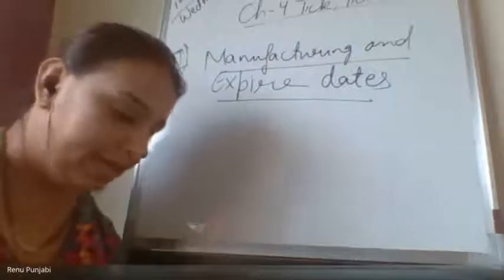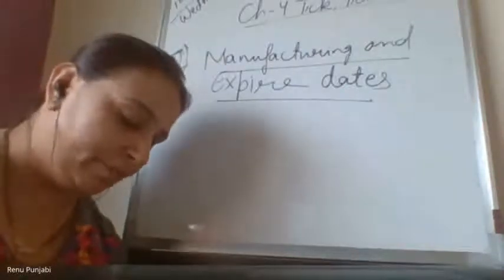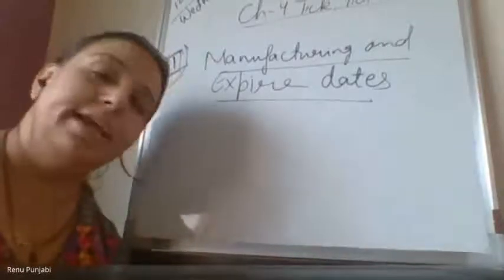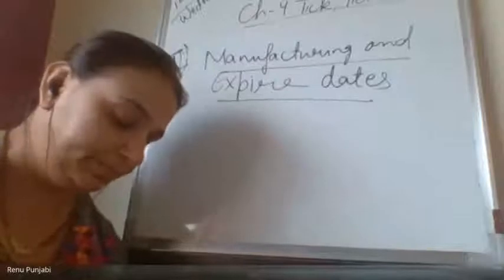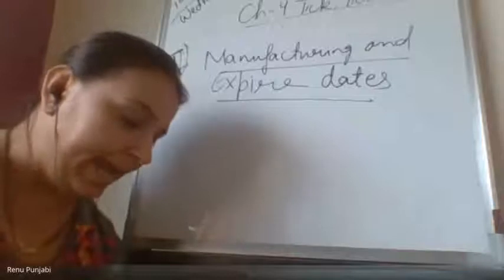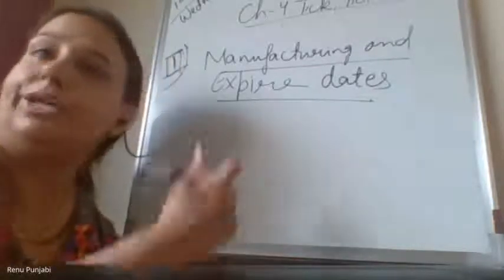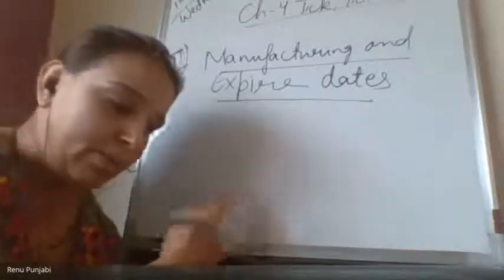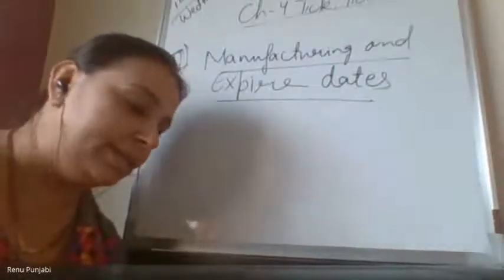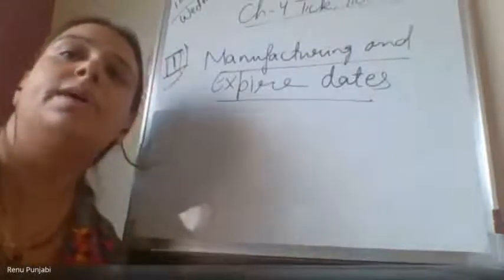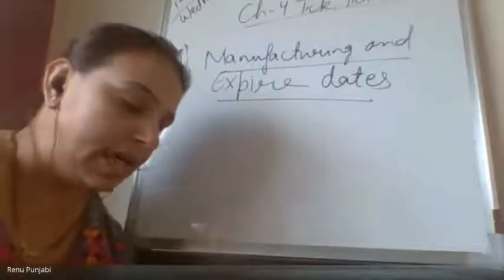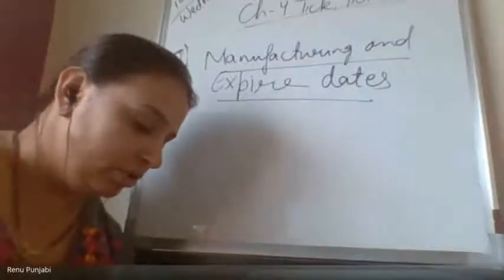Then from 43 to 45, covering the timeline. From page number 46, 47 is related with the dates: how to write the date in words and in figures, and how to calculate the number of days. 48 is related with the expiry and manufacturing date, that we are going to do now. And 49, 50, 51 is related to the 24-hour clock time and the 12-hour clock time, which we have already covered. So these are your home tasks.